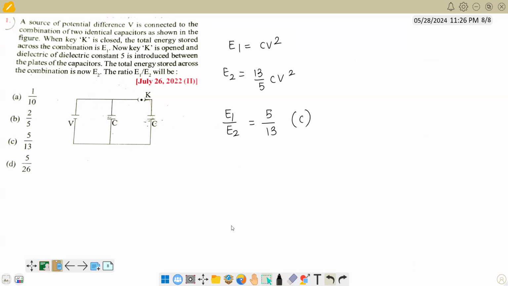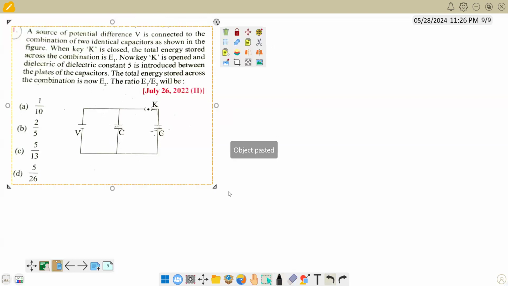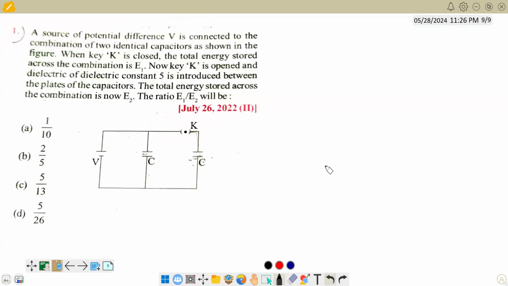I hope you understood how I solved this problem. The most important thing: to explain everything step by step, it took so much time. Or else, as soon as I read the question and realize that the switch is closed, this is how we are supposed to solve this in the examination. We know the switch is closed, so the voltage is V and V. So you will get half CV square plus half CV square, which is CV square.